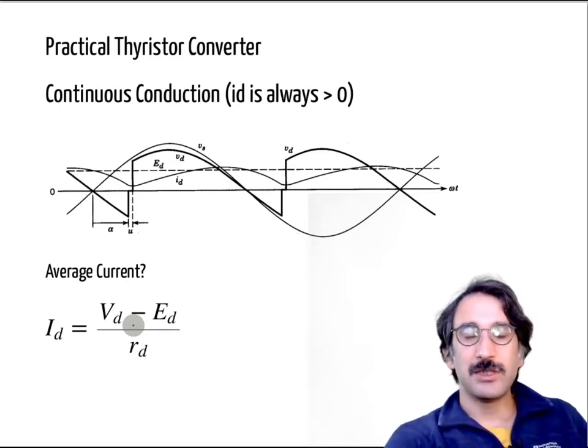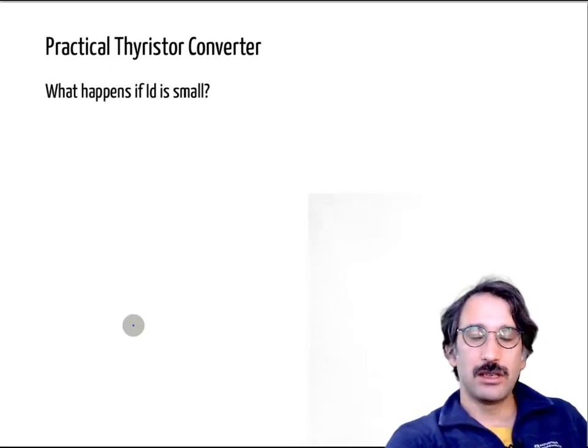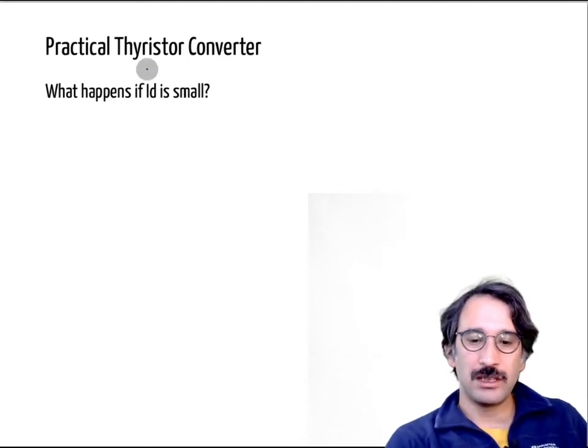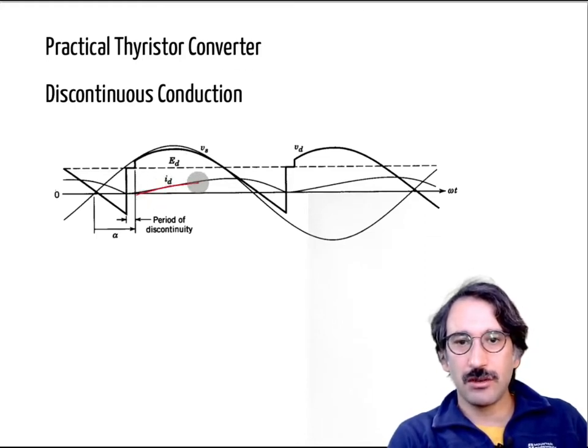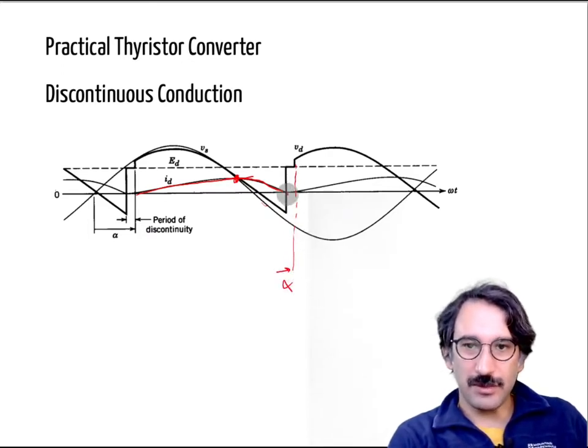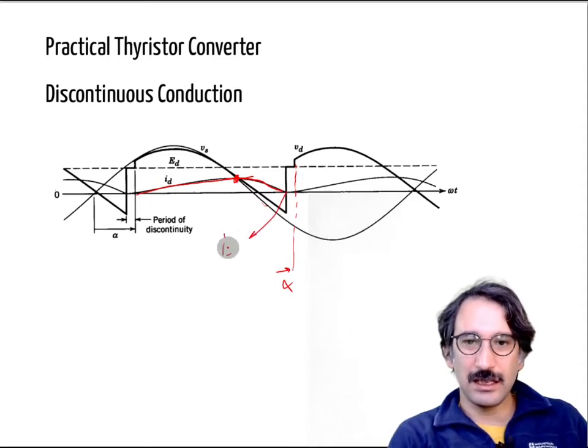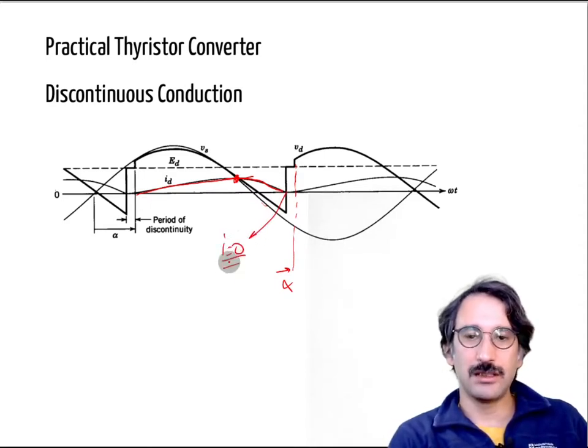What I would like to emphasize is the discontinuous conduction mode. If your average ID is small, what is happening is you are charging your current, using the red pen, until VD and ED are equal to each other. Now it has reached its peak. Now it's reducing, but you are not firing yet, this is where the firing happens. But at that instant, I is equal to zero. Your current reaches zero.